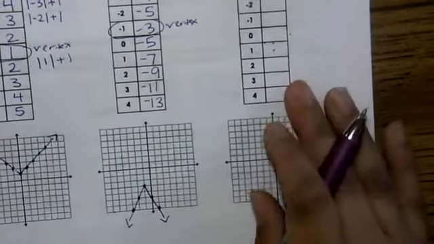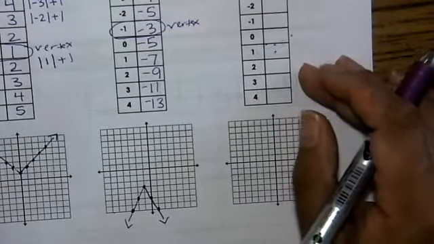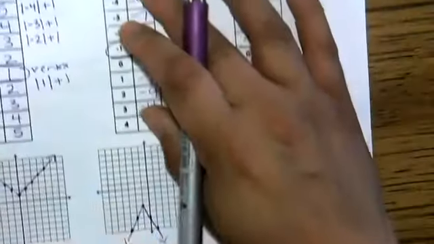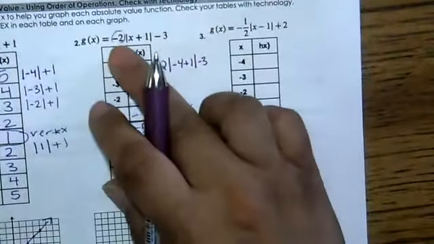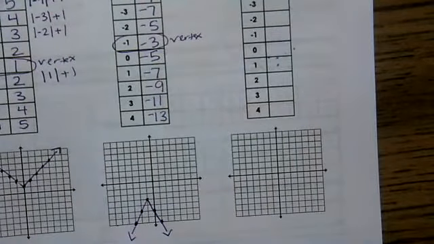Okay, so it's upside down, right? It flipped over. That's what the negative did. The 2 that was in front, I'm going to move it up just for a second. That 2 right there tells me that it's going to make it narrower, like Mrs. Mar talked about stretching it out.